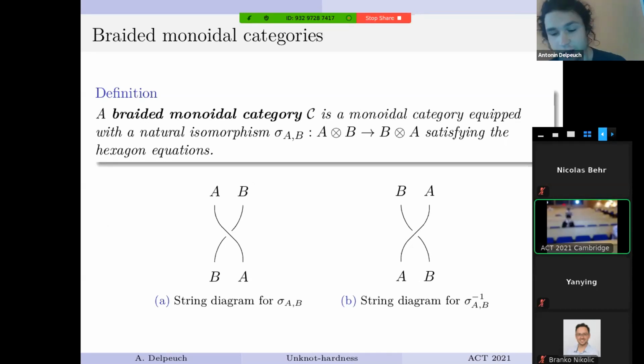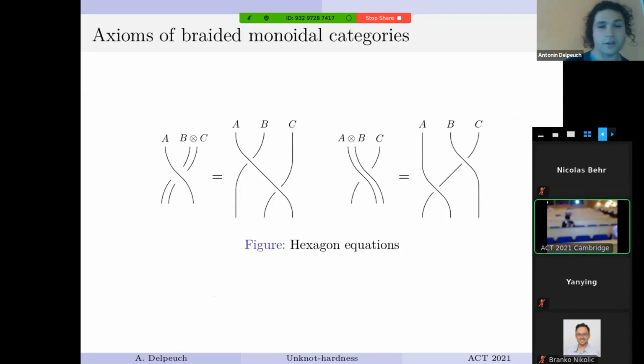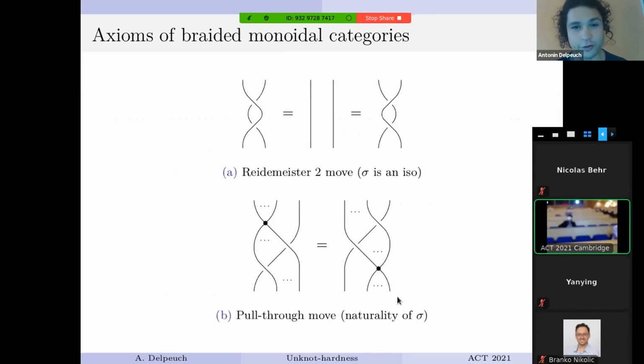And then, of course, these things will satisfy some axioms. So this is the hexagon equation, which I will not describe because I think the picture is worth 1,000 words. And then you have a few other equations. Just the fact that the braid is an iso means that the braid and its inverse cancel like this. And then finally, you have the pull-through move, meaning that you can pull any morphism through a braid or a series of braids which have consistent orientation here.